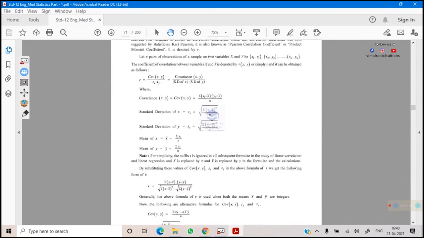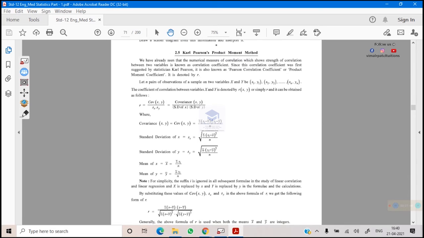Now, Karl Pearson's product moment method. This is the most important one. From this method, the sums will be asked generally for 2 marks and 5 marks. This method will also be helpful in your third chapter. So your second chapter and third chapter are interrelated. If you are able to solve the second chapter, then and only then will you be able to understand the third chapter.